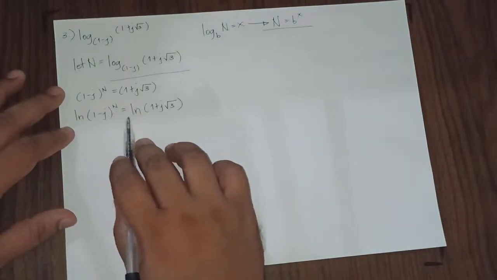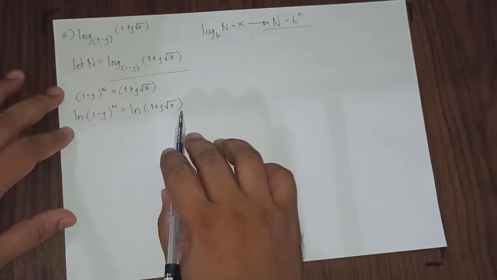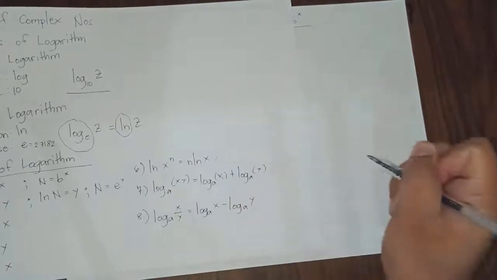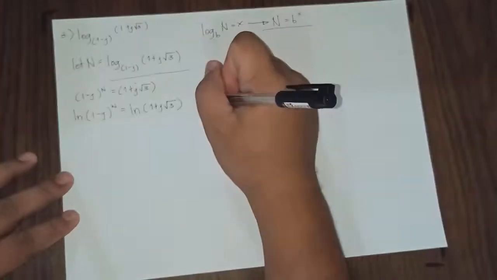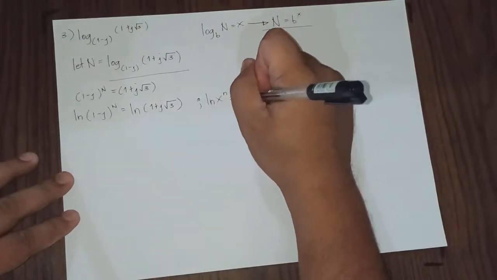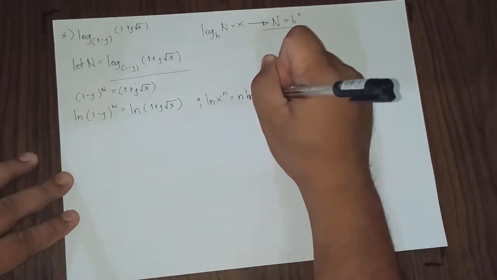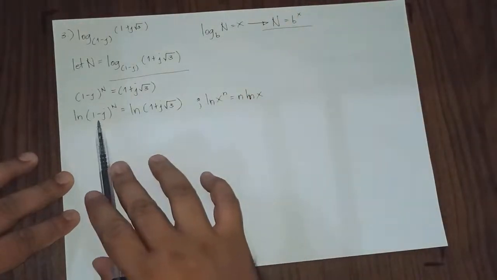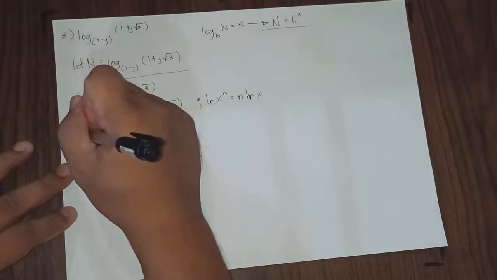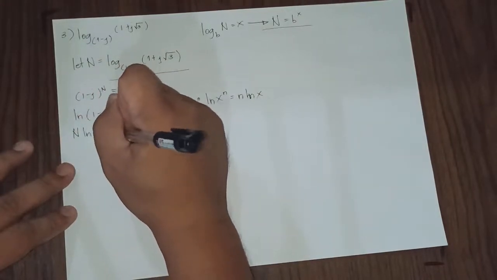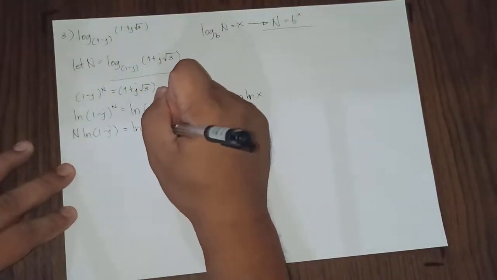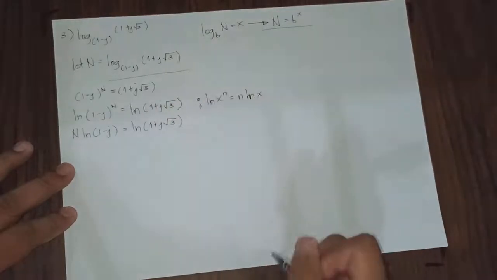So, meron kasi tayong property of logarithm number 6. Yung property logarithm number 6 naman na yan, na if ln of x raised to n, pwede mong sabihin na n ln of x. So, pwede nating i-apply yan dito. Right? So, that is just n ln of 1 minus j is equal to ln of 1 plus j the square root of 3.